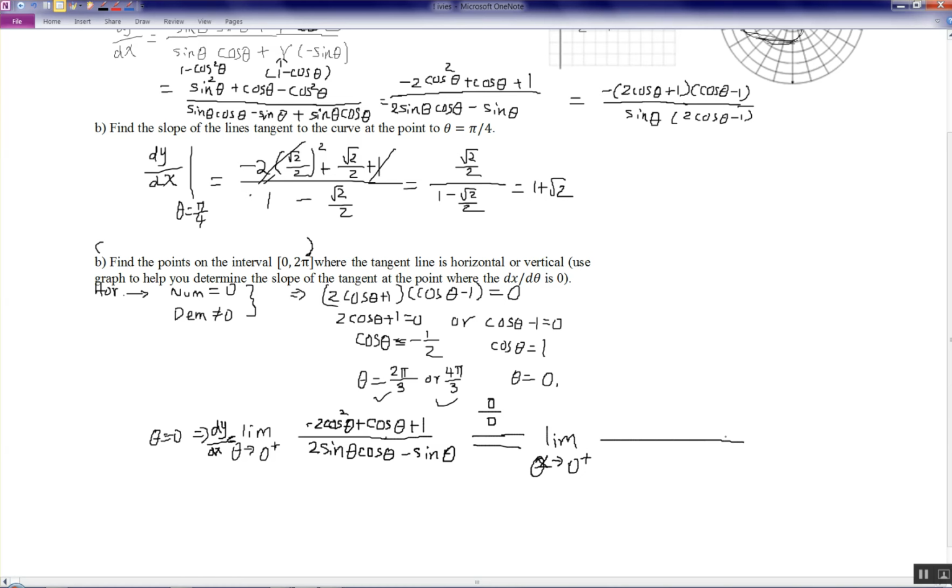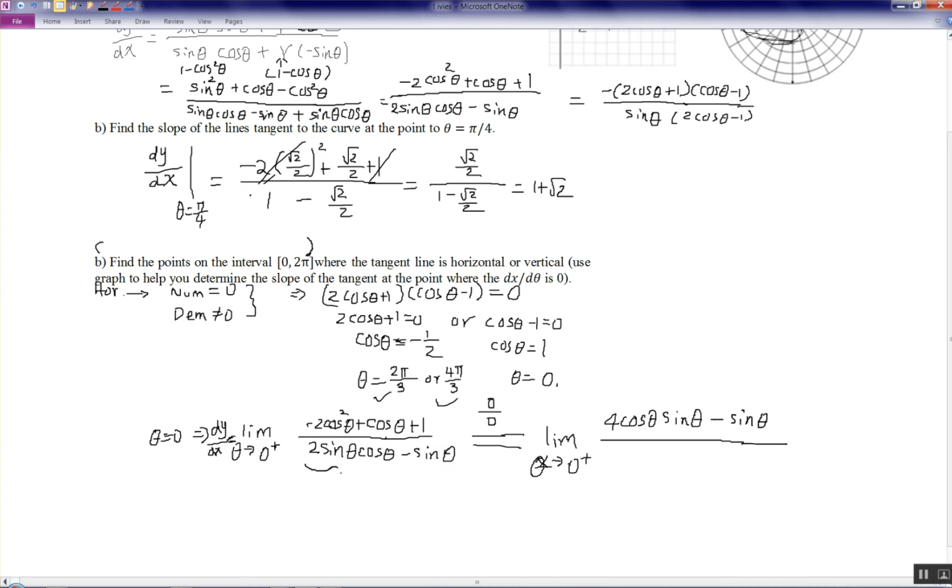Now, when we do L'Hopital's rule, what do we get from the top? The derivative of this guy will be negative 2 times, which is negative 4 cosine theta, times the derivative of cosine theta, which is negative sine theta, right? So the negative signs cancel out. We get 4 cosine theta times sine theta. And then the next term is cosine theta. The derivative of cosine theta is negative sine theta. Plus 1 will be gone.